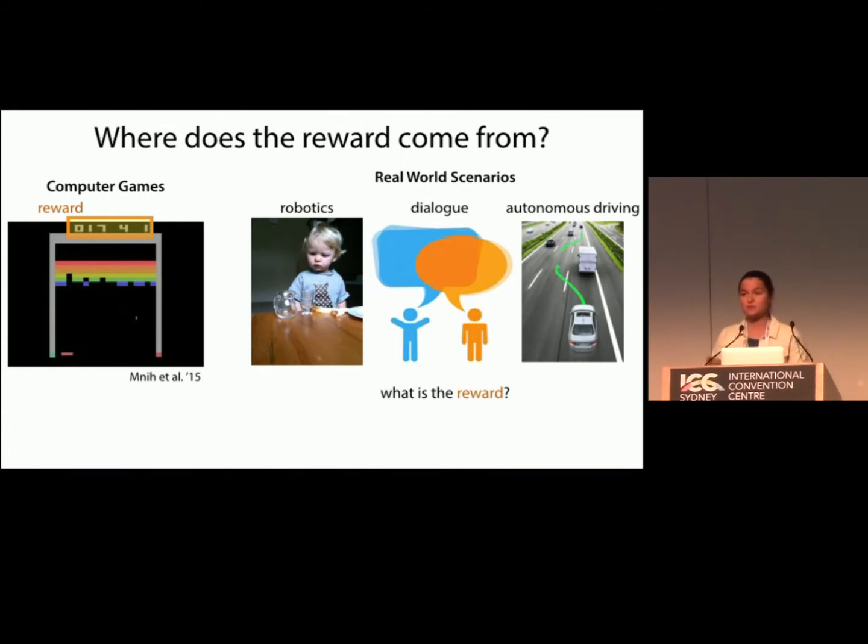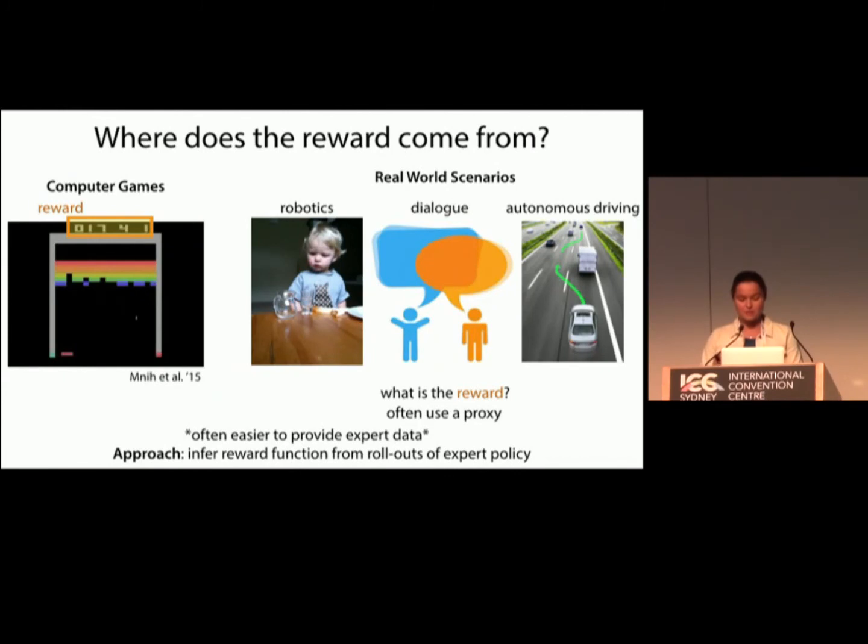So in many cases, if we're trying to apply reinforcement learning to these sorts of problems, we're going to use some sort of proxy. For autonomous driving, we might use a proxy to try to minimize collisions and maximize speed. But in many scenarios, it's actually easier to provide expert data for how you want your agent to behave, rather than trying to engineer a reward function for a particular task. And so what we can actually do is try to infer the reward function from rollouts from the expert policy when trying to learn behavior from such expert data.